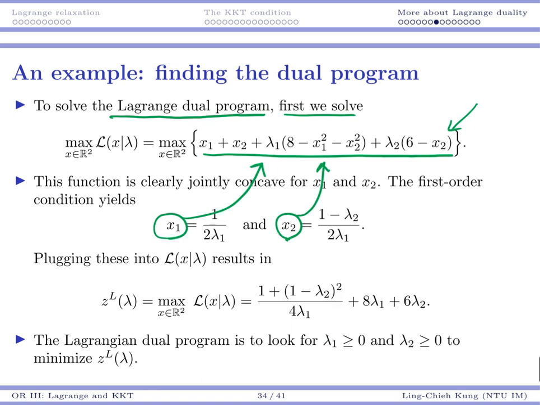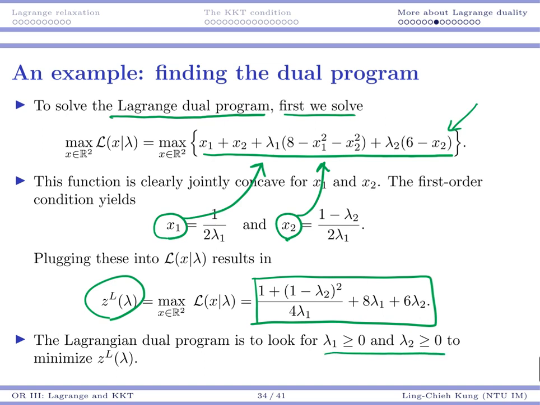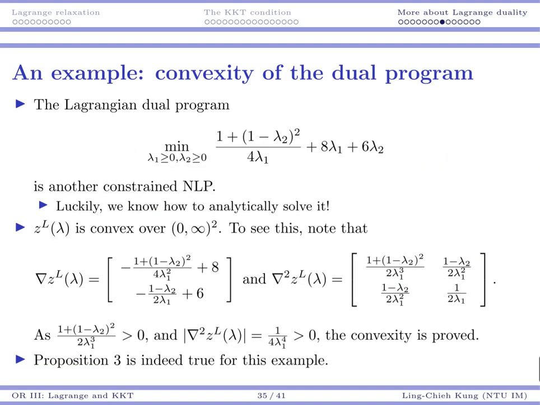This is a function of lambda only. This is indeed the result of optimizing the Lagrangian. This is exactly ZL of lambda, all right? This weird nonlinear program as a function of lambda 1 and lambda 2 is indeed our ZL of lambda. This is something that we want to minimize in this particular case. We want to look for lambda 1, lambda 2 non-negative to minimize ZL of lambda. So this is our Lagrange dual program.